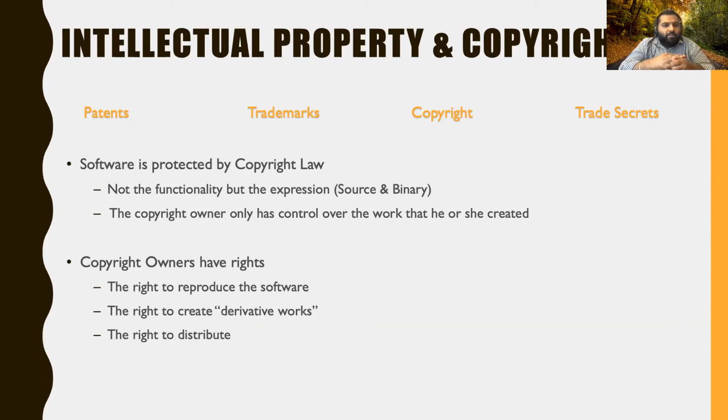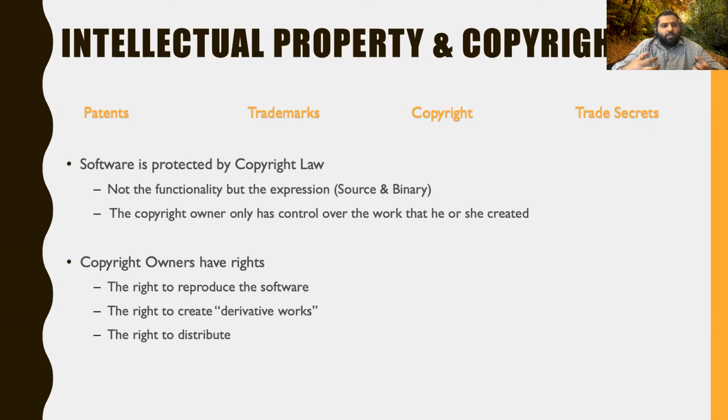Trade secrets are something like the Coca-Cola formula, which we don't know because it's been kept secret by Coca-Cola. Our software is protected by copyright law. Copyright law deals with anything that is a literary work: books, movies, and everything you write, even on paper. Copyright law gives you protection not on the functionality, but on how you have written it, basically source code and binary. The copyright owner has control over what will happen to the work, meaning he can decide whom he wants to give it to and what will happen with that particular work.